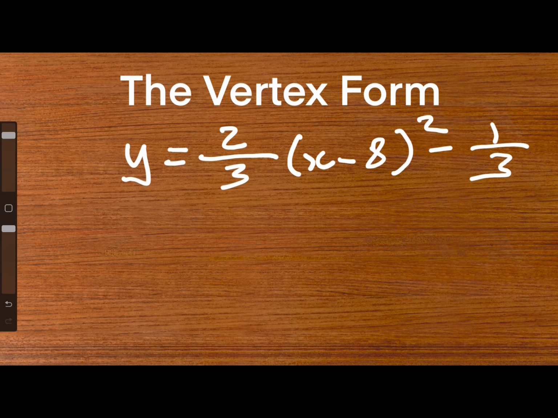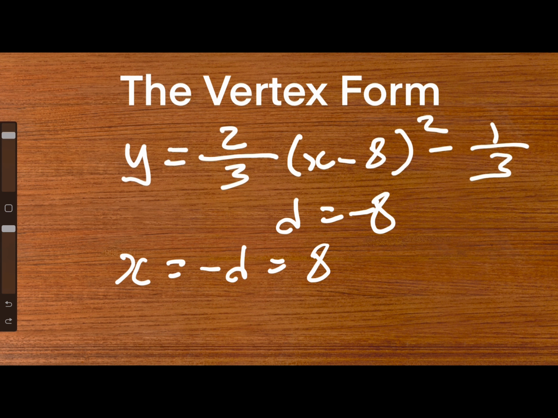For the next question, we can see again that d is equal to negative 8. So the x-coordinate of the turning point will be negative d, which is 8. And the y-coordinate of the turning point will be negative 1/3.